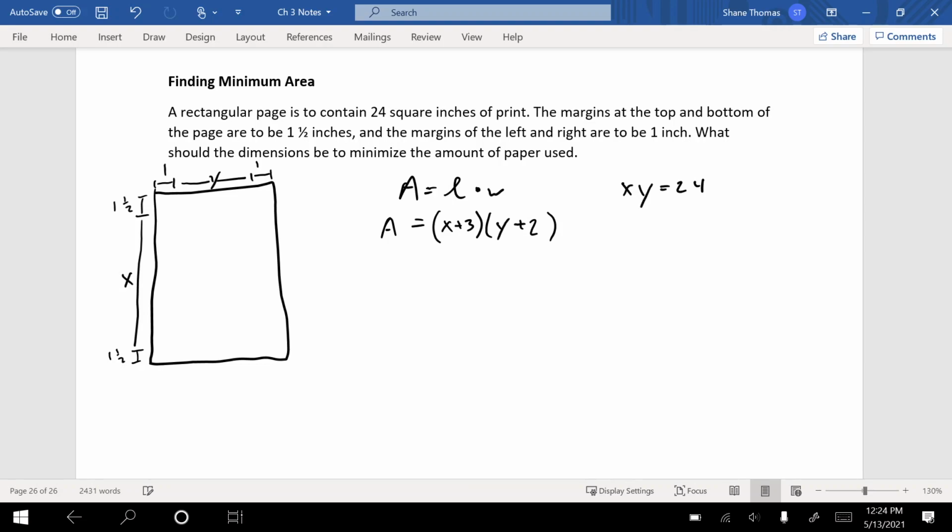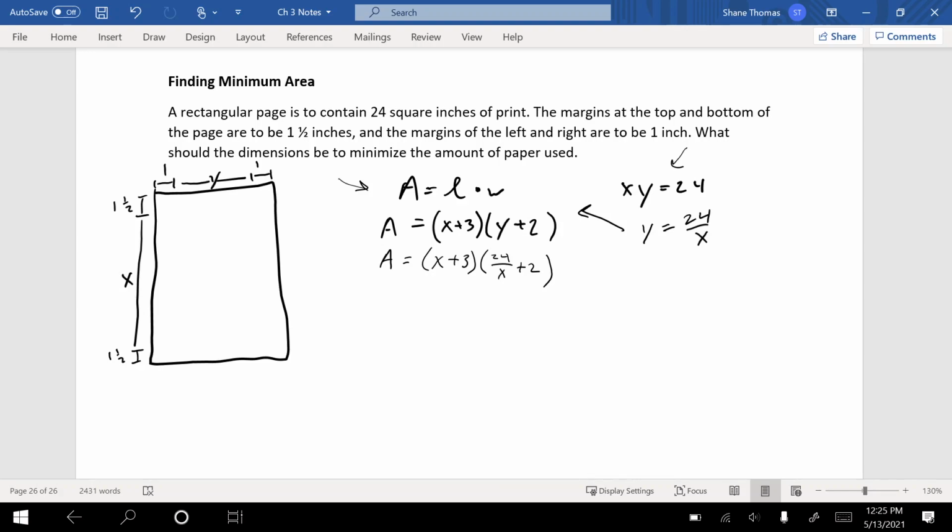All right, now I got two things going on here. This is my primary equation here. This is my secondary. I got x's and y's in this first one. Second one, I have x's and y's. Let's get rid of the y. That work? So let's just solve this secondary one for y. So y is 24 over x. Now I'm going to plug this in over here. Area is equal to x plus 3 and then 24 over x plus 2. Good with what I did there?